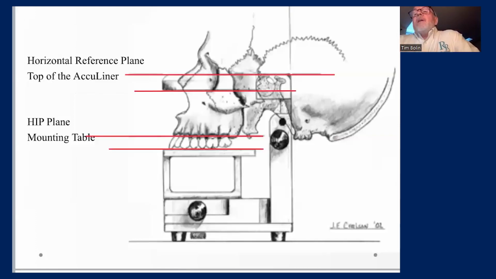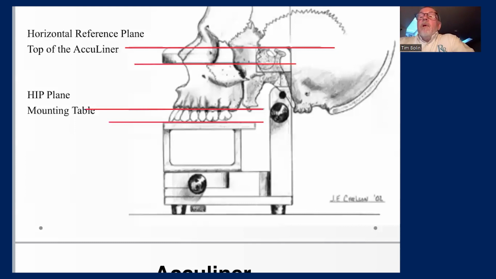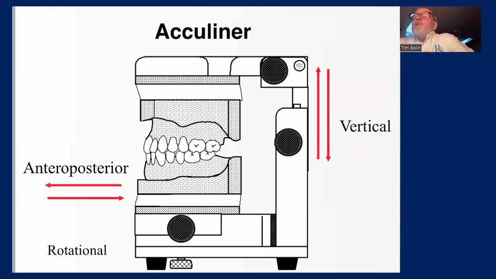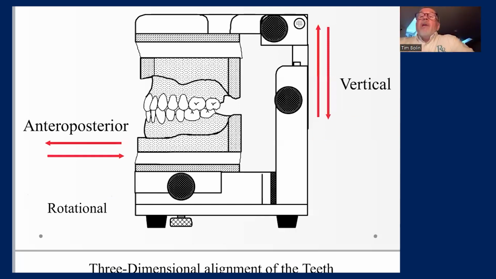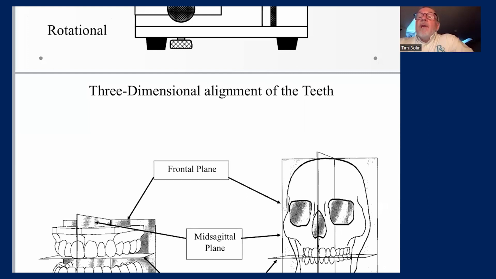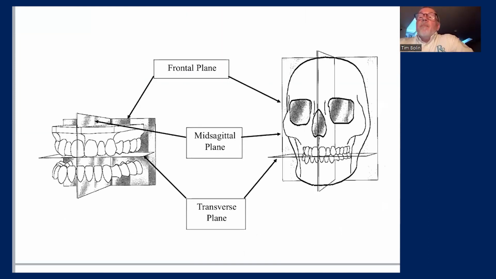This shows the Aculiner in the skull, sitting on top of it. We have the horizontal reference plane, the top of the Aculiner, the HIP plane, and the mounting table. With the Aculiner, we're able to adjust the vertical component by the back set screws. We can rotate the upper hinge axis through a rotation and set a particular value there, and we can advance the mandible anteriorly or posteriorly. It gives us a three-way alignment of the teeth: frontal plane, mid-sagittal plane, and transverse plane.